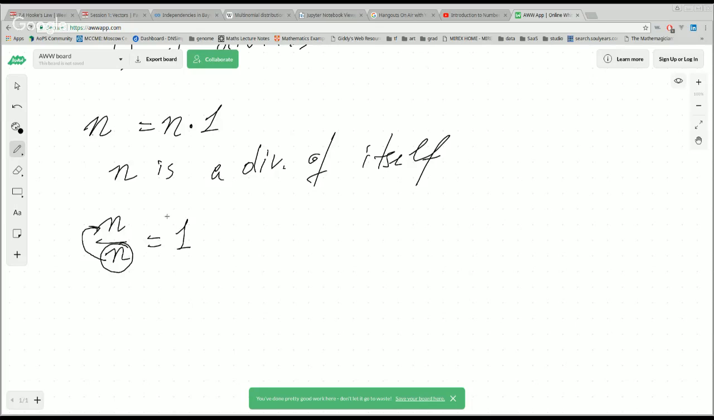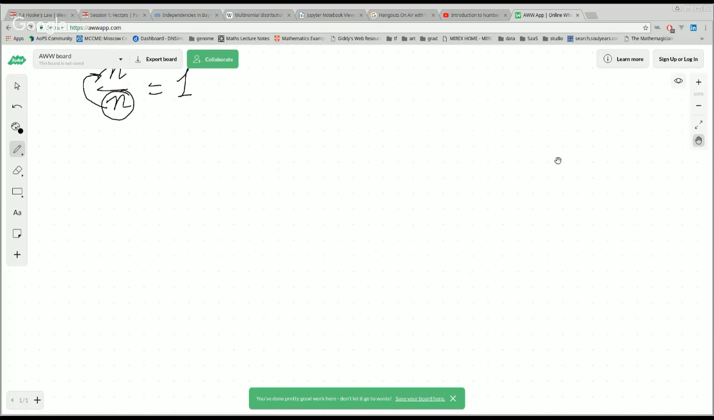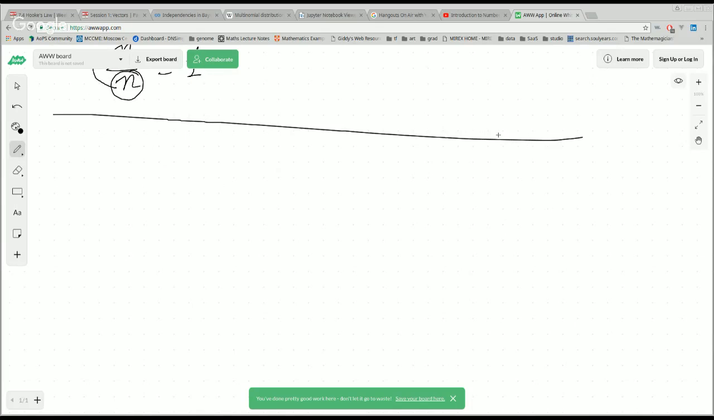Now, we make a definition of a proper divisor. So what does it mean for a divisor to be proper? Proper divisor.